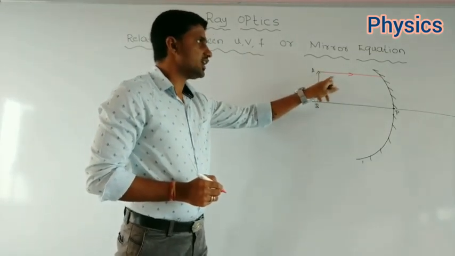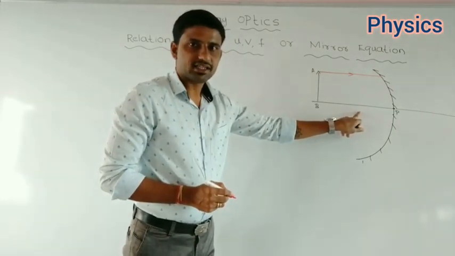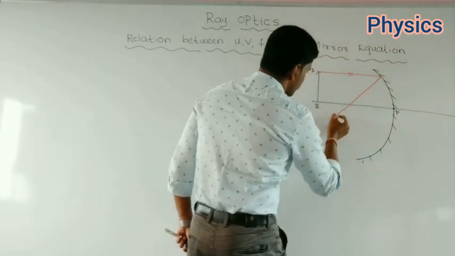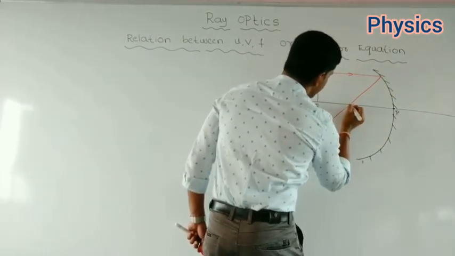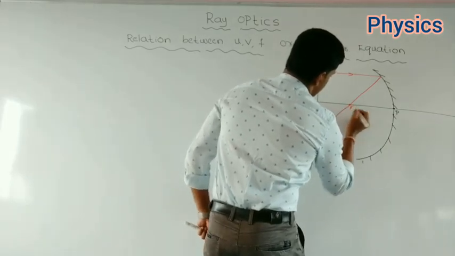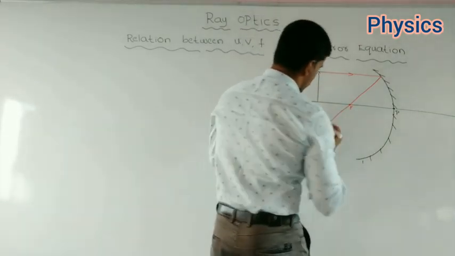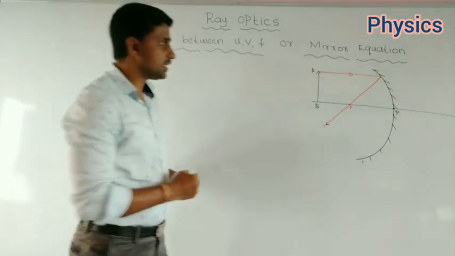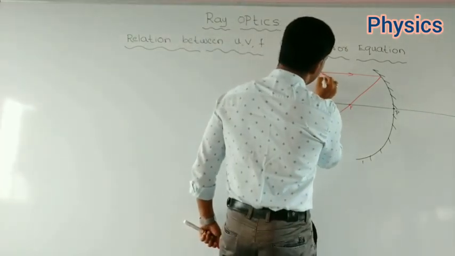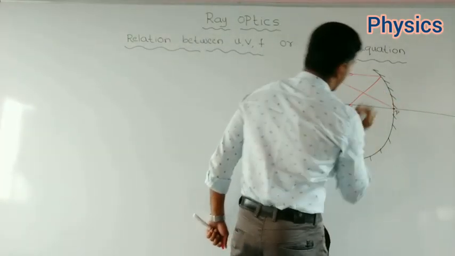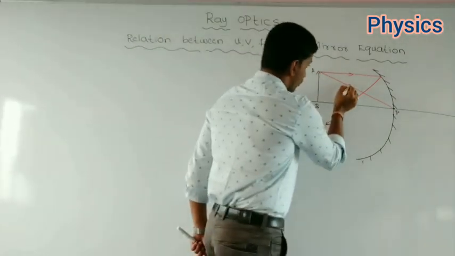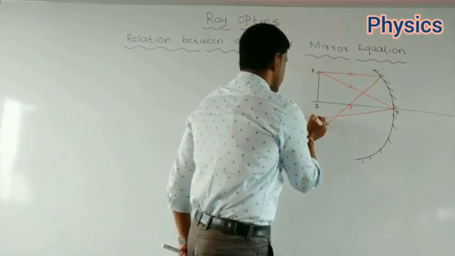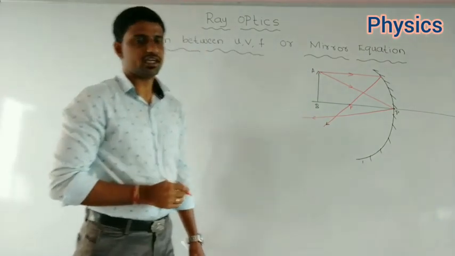Suppose the incident light is exactly parallel to the principal axis, then it will reflect back, and the point where it meets on the principal axis is called the principal focus. This is the first ray of light. And I am going to take another ray of light which is hitting the pole of the concave mirror. It will reflect back and obey the laws of reflection like this. This is the second ray of light.